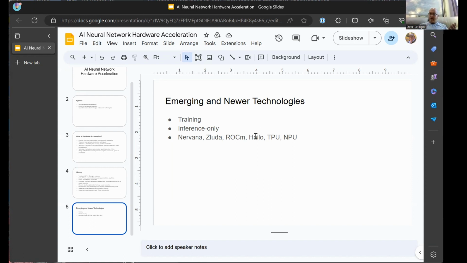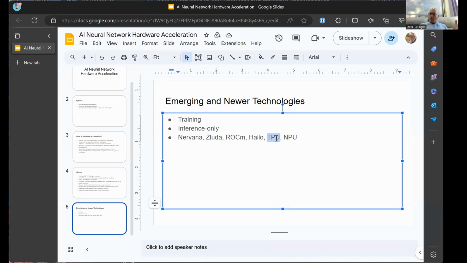Halo is one of the discrete ones. They make an M.2 accelerator board that apparently does like 26 flops. If you compare that with Google's Coral TPU, that does, I think, 8 flops. And so it's way, way, way faster. I don't know if it actually works. And then there's a bunch of NPUs. I don't know what NPU actually stands for.